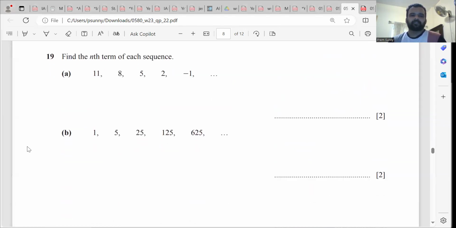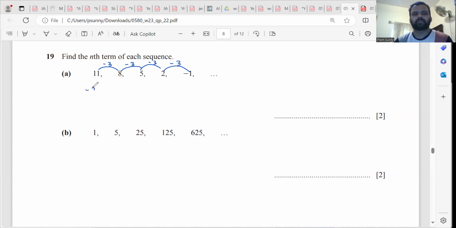Now question number 19, find the nth term of each sequence. Let's find out the common difference here. 8 minus 11 is minus 3. 5 minus 8 is minus 3. 2 minus 5 is minus 3. Minus 1 minus 2 is minus 3. So this is an arithmetic sequence with common difference minus 3. So I'll write down the multiplication table of this common difference: minus 3, minus 6, minus 9, minus 12, minus 15.